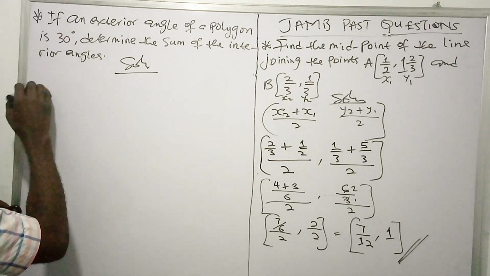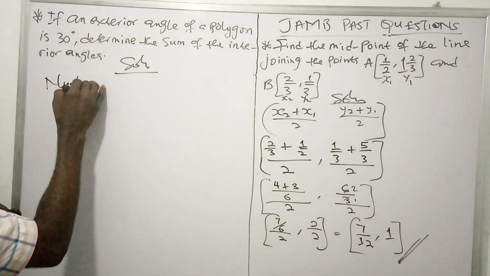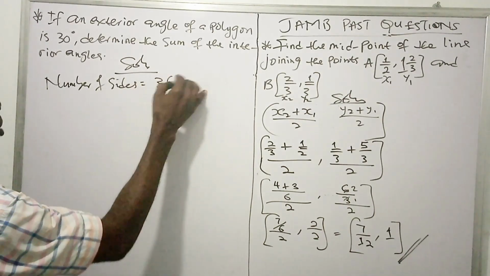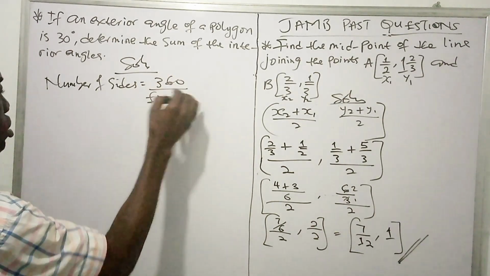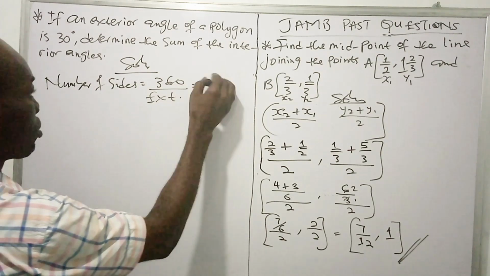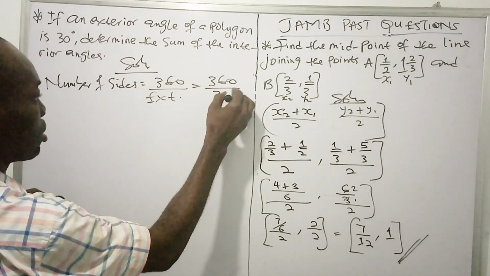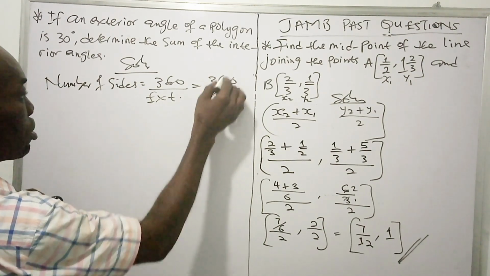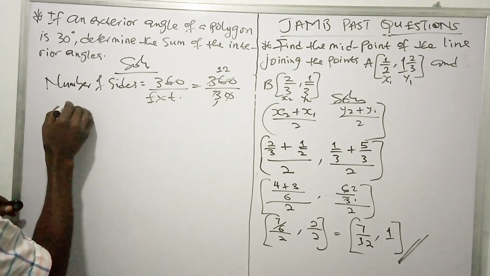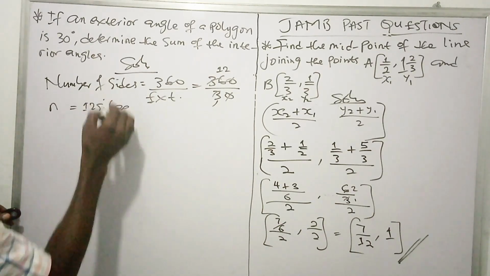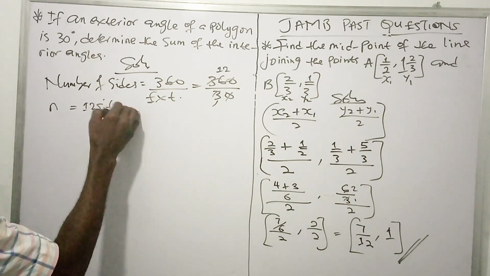And the formula for finding the number of sides is equal to 360 degrees over the exterior angle. So that will give us 360 over the exterior angle, which was given to us as 30. Cancel that, so that's 12. So the polygon has, our number of sides n is 12. The polygon has 12 sides.